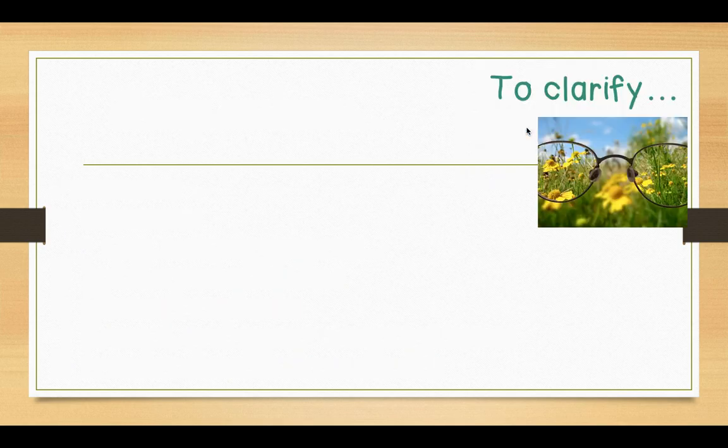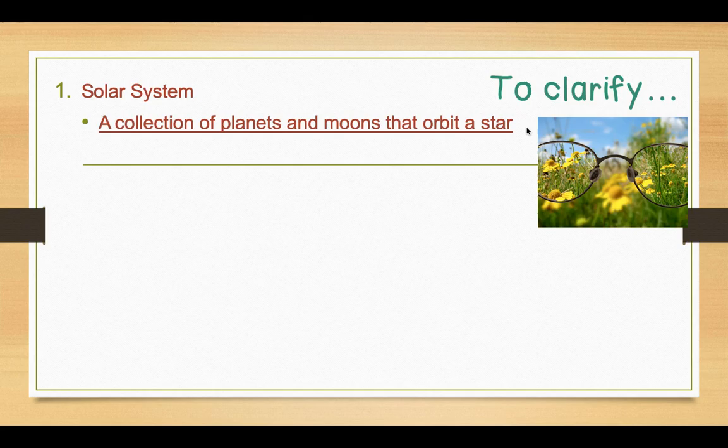So then let's do some clarifying definitions. It is possible you already know the difference between all of these things, but we're just going to clarify or confirm. Let's think about the term solar system. We think about the solar system being out in the universe. A solar system is a collection of planets, and there can be moons, and they orbit a star. So when we think about our solar system, our 8 planets, including the Earth, our moon, and then Jupiter has moons and other planets have moons, and then our star is our sun. So that's our solar system.